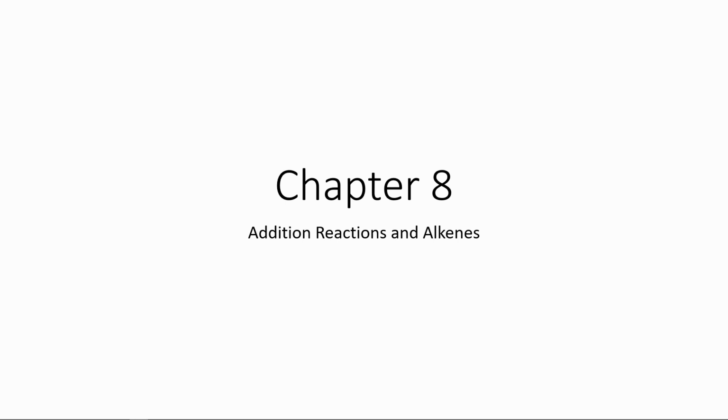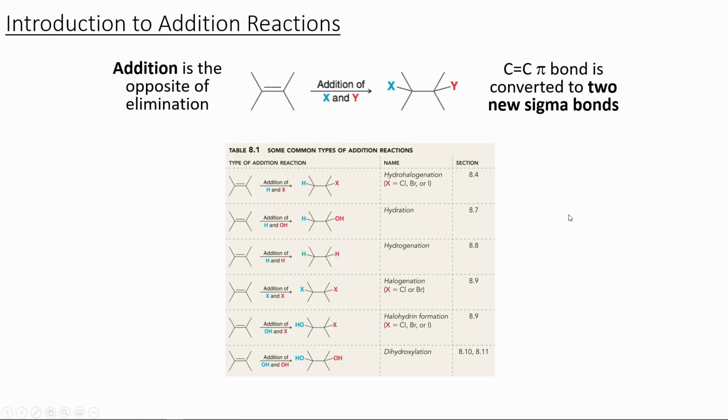Hello. In today's video, we will be covering Chapter 8, Addition Reactions and Alkenes. An alkene is going to be able to undergo an addition reaction, and this is more or less the opposite of an elimination reaction. In this chapter, we're going to add a large number of reactions to our organic chemistry toolbox, and all of these reactions will be addition reactions where we take two atoms or functional groups and add them across a double bond.